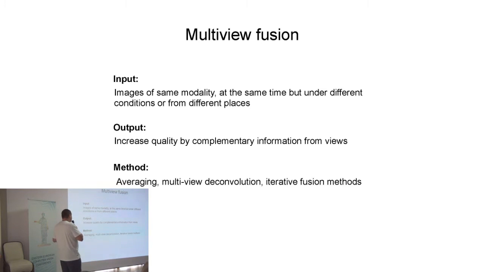Multi-view fusion. We have images of the same modality at the same time, but under different conditions or from different points of view. We can increase quality by complementary information from these views. But there is one great problem: how to register these images to combine areas with each other. For example, SURF, SIFT, ORB, BRISK, FLANN, which other speakers talked about before, can be used for this task. But when we register them, we can use the same averaging, deconvolution, or iterative fusion.